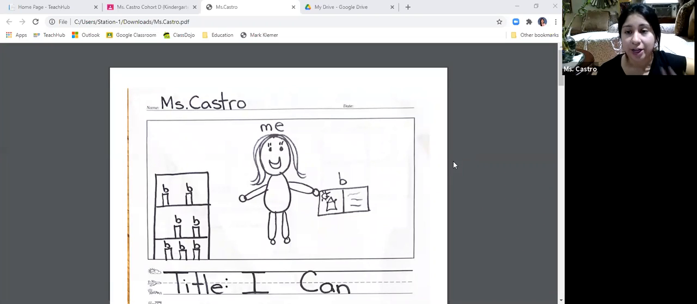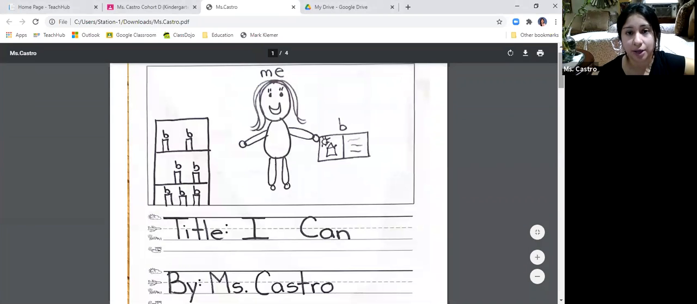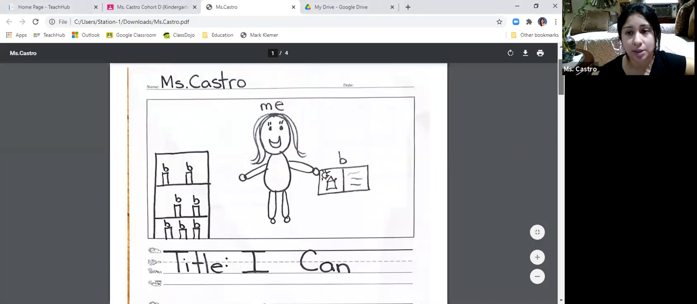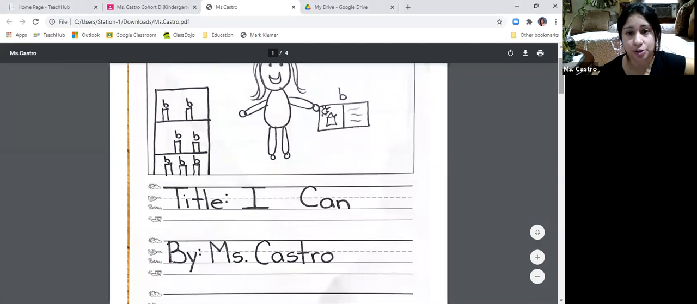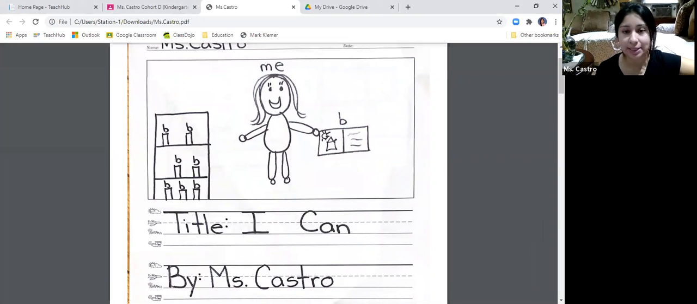So you're going to have a total of 4 pages to make this pattern book. The first page, as you can see here, is the cover. It's the title, okay? So the cover has one thing that Miss Castro can do. What is Miss Castro doing? Miss Castro's reading. And you can clearly see that because you see me. I labeled myself with the sight word me on top of my head. I'm holding a book, which I labeled with the letter B, book. And then next to me, I have my bookcase with other books that I pick to read.